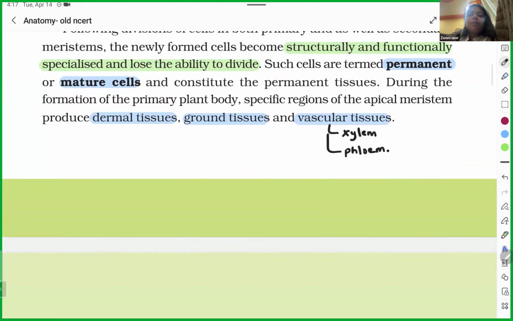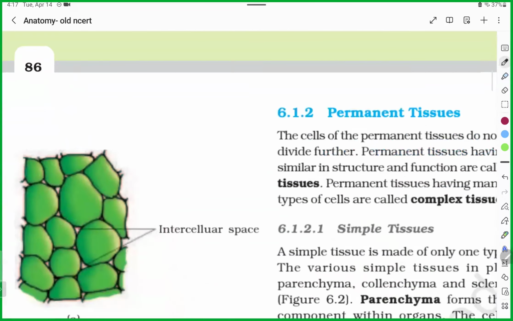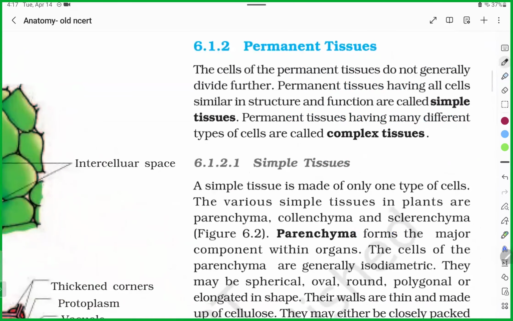So, what is dermal tissue? Dermal tissue means epidermal tissue, the outer side, the skin. Epidermal tissue means skin, where the main thing is the stomata. We talk about guard cells and stomata, through which transpiration happens, like water evaporating from the plant. Permanent tissue does not divide. Generally, it does not divide.